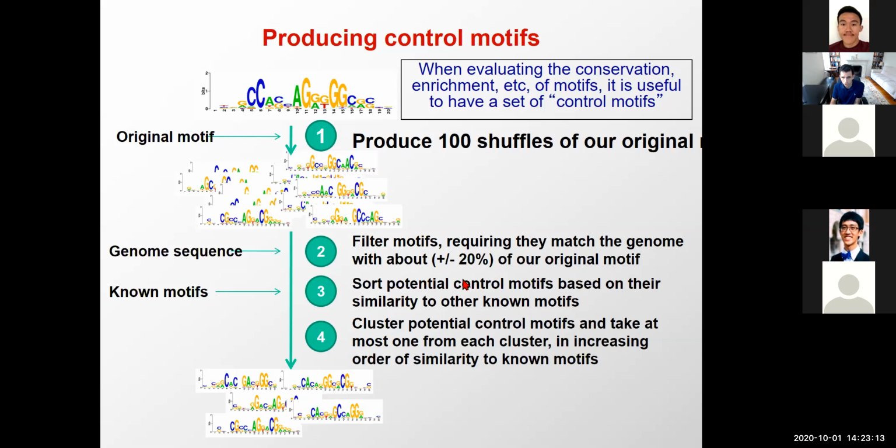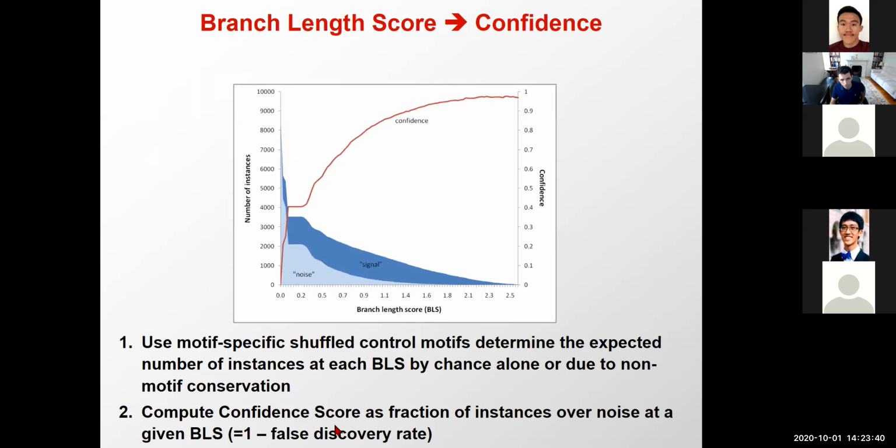We then sort the potential control motifs based on their similarity to other known motifs. We cluster these potential control motifs and take at most one from each of the clusters in increasing order of similarity to the known motifs. So basically, we're going to choose motifs highly dissimilar from the known motifs, and then one per cluster to avoid biasing ourselves to always test the same motif over and over again.